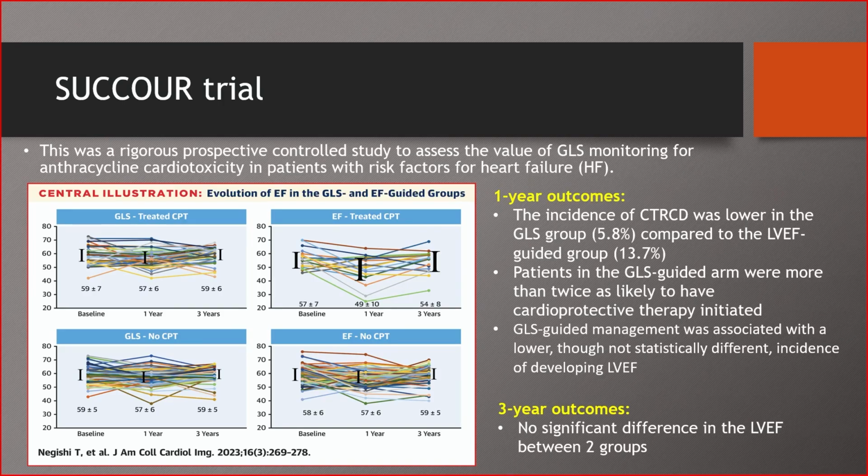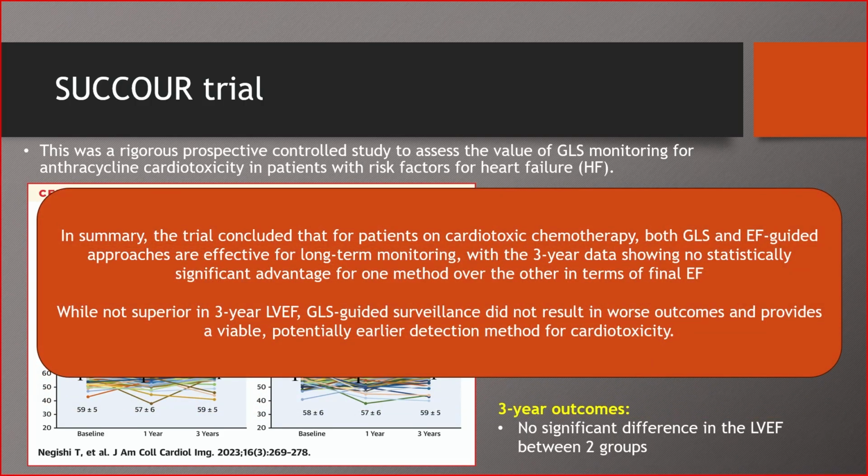Also, patients who were treated with the GLS-guided arm were twice as likely to be started on cardioprotective therapy at the right time. And they were overall associated with a lower, although not statistically significant, incidence of reduced ejection fraction. However, when they followed the patients up after 3 years, they found that there was no significant difference in the EF between the two groups. But in summary, it concluded that patients who receive cardiotoxic therapy can be on either GLS or ejection fraction guided therapy. And at 3 years, statistically, it did not really show one method that's preferred over the other.